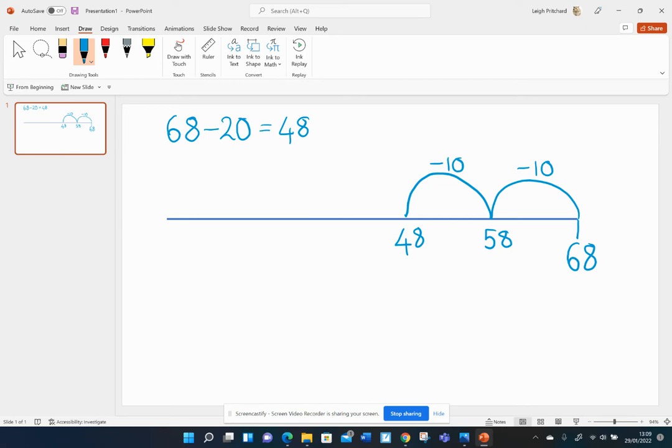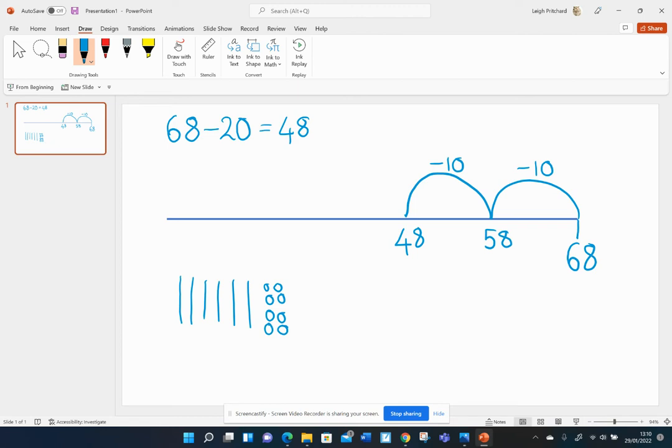Other ways to help children visualize it: from our place value, we know how to draw 68 or make 68 using base 10. If we drew 68, we would have 6 tens, which we draw as lines, 1, 2, 3, 4, 5, 6, and 8 ones, which we draw as circles, 1, 2, 3, 4, 5, 6, 7, 8.